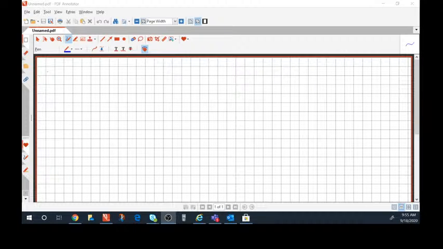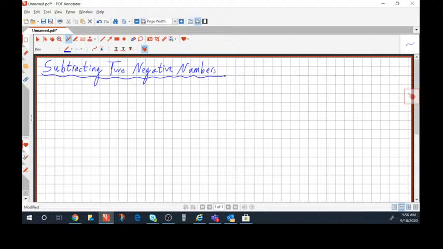So today's topic is subtracting two negative numbers. And after this lesson, you should be able to use our rules here to do negative minus a negative without having to use a number line every time.